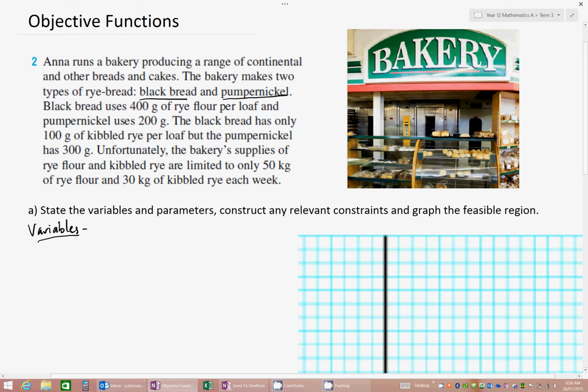The bakery wants to know how many of each it can make, so we'll let B be the number of black breads, and let P be the number of pumpernickel.